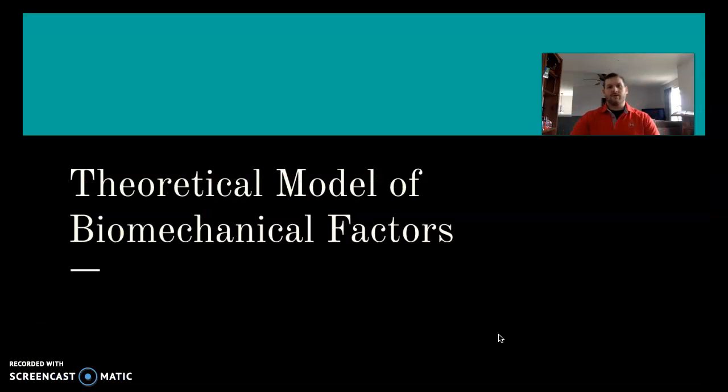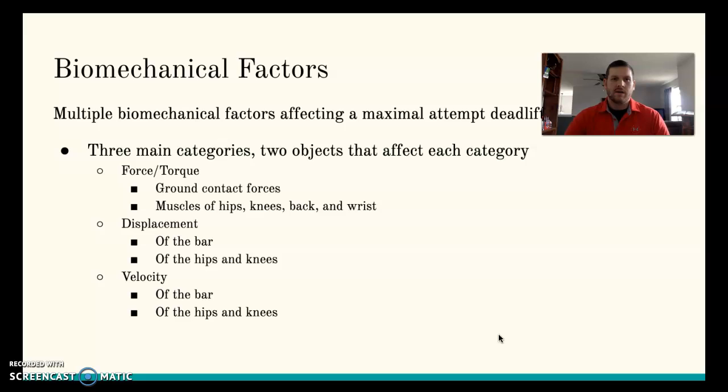So first, let's talk about the theoretical model of biomechanical factors. So there are multiple biomechanical factors that affect this max attempt deadlift. A lot of people think it's super simple, get down and stand up, but there are a lot of factors that go into this. But there are mainly three, and those three act upon two bodies or two implements. So we have force or torque, displacement, and velocity. And really what these are affecting are the bar and then our muscles, right? So force is applied through the ground.